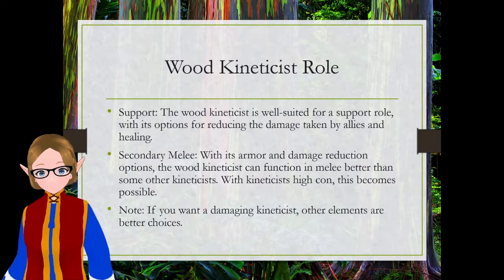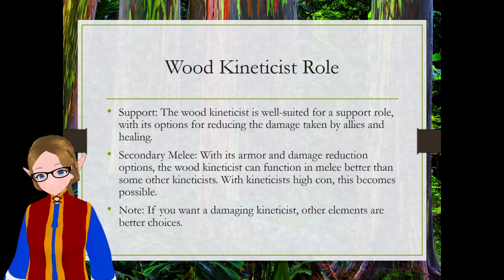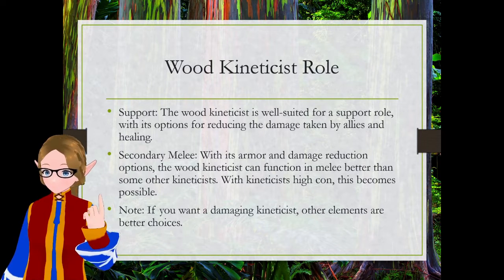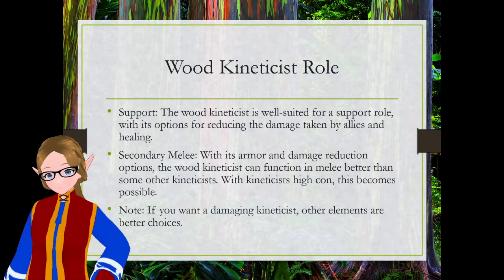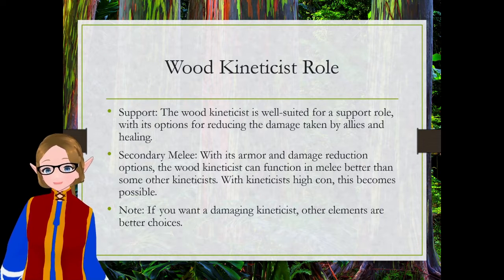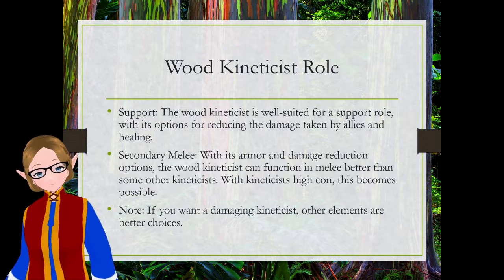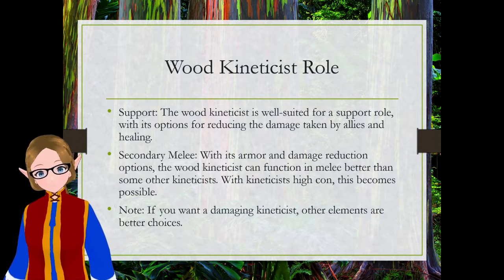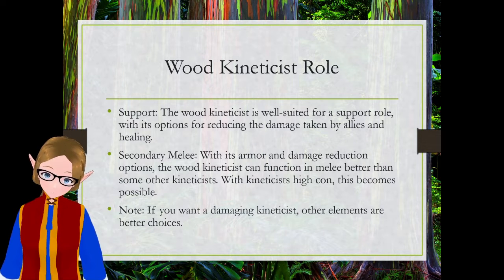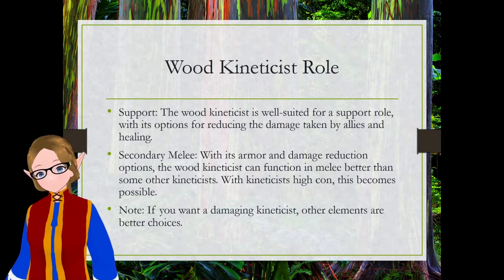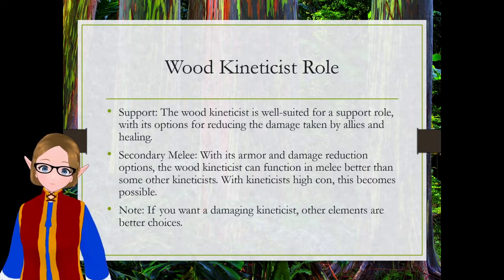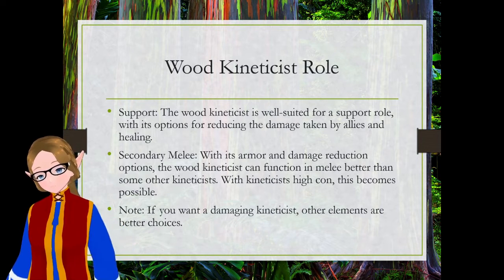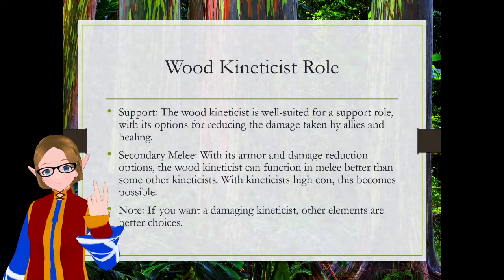The final thing I'm going to talk about today is the role of the Wood Kineticist. The first option for them is Support. It's well suited for this role because of the Protector Tree and the berries. So you can reduce your allies' damage taken and heal them. It is still not as good as a dedicated spellcaster in those roles because your abilities are infinite, whereas spellcasters use spell slots. The other choice, which is interesting for the Wood Kineticist, is secondary melee.